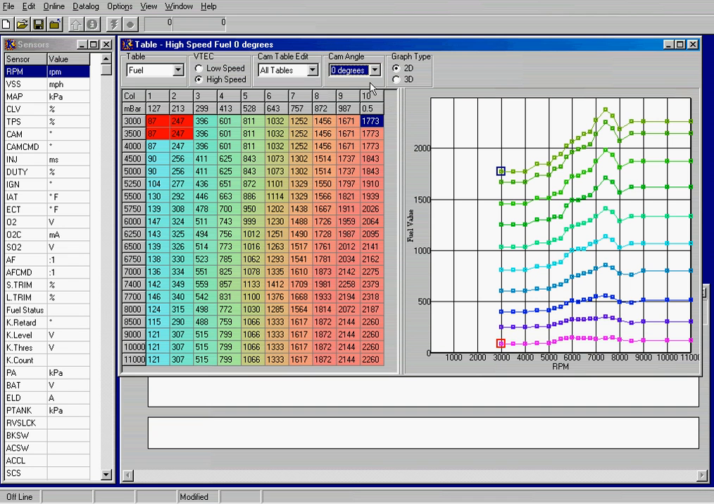Or, as far as ignition is concerned, it's easy to get a 2 or 3 degree ignition timing difference between all the different tables, editing either in low or high cam.